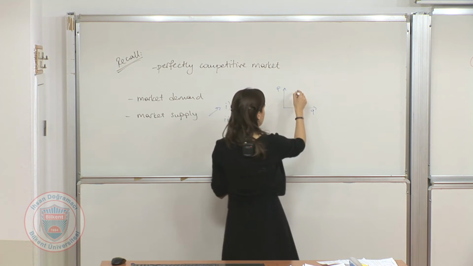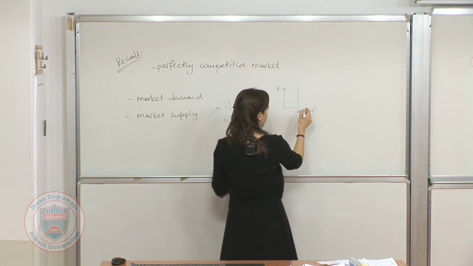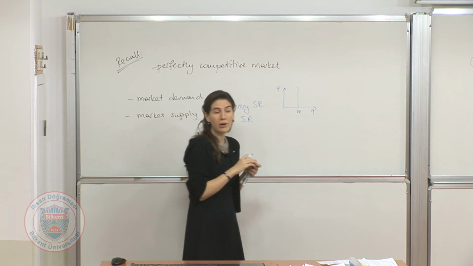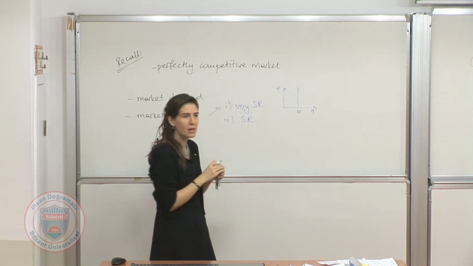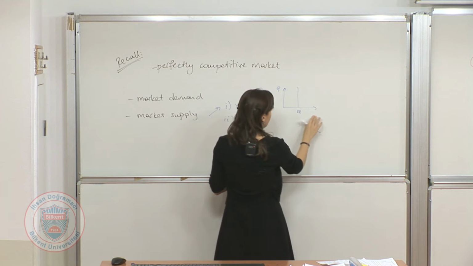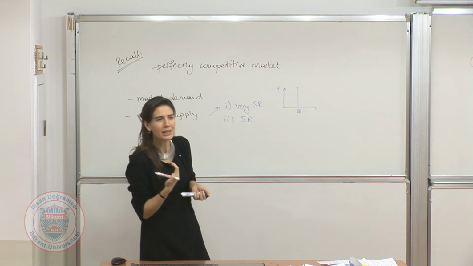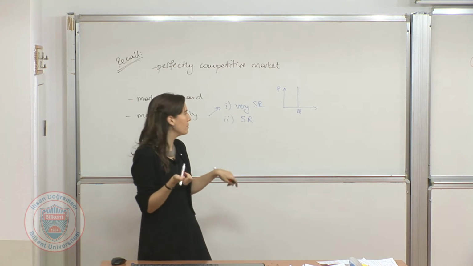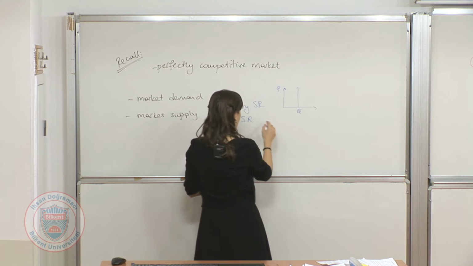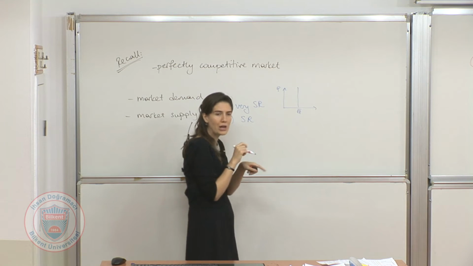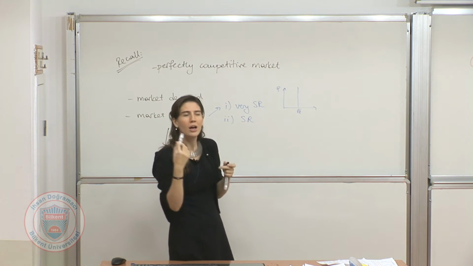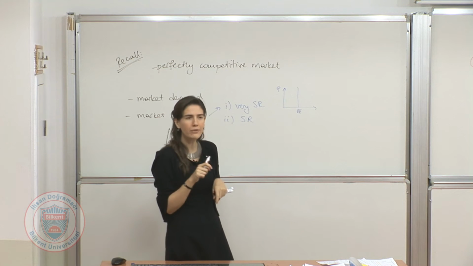So this is called perfectly inelastic supply. You can put it like this. And of course, if all the firms are like that, the market supply would be like this, right? But we said that in the short run, we would have the short run supply curve, right?